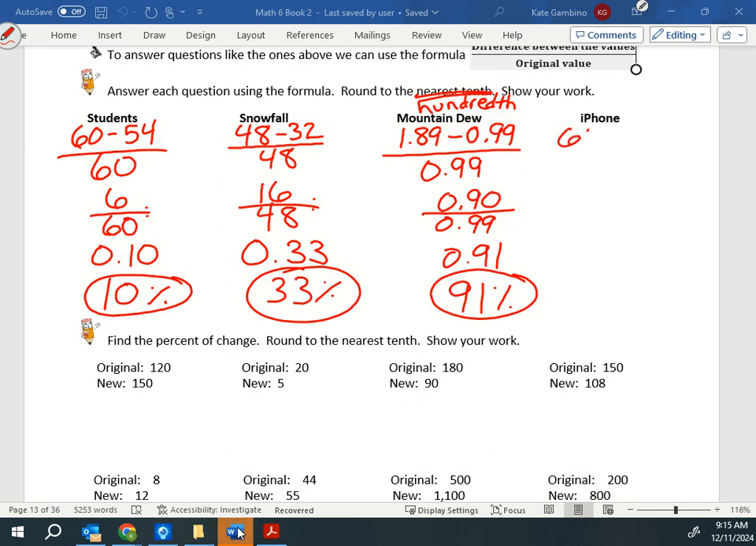600 minus 400. So the bigger value minus the smaller value over what? 600. Over 600, because that's that original value. So bigger minus the smaller over the original. 600 minus 20 is 580 over that 600. What is 580 over 600? What decimal would that be? Bridget?